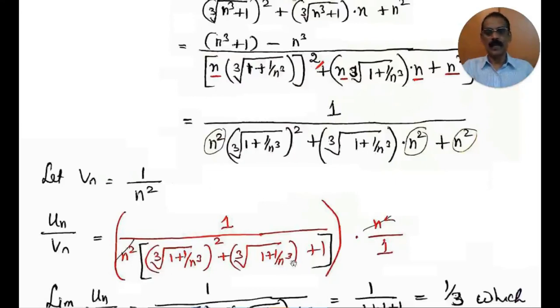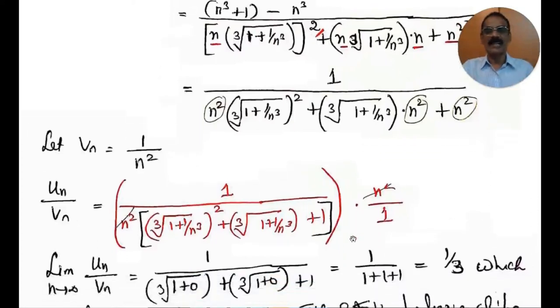This is Un. What is Vn? 1 by n squared. Since Vn is in the denominator, we have to write the reciprocal of Vn. The reciprocal of Vn is n squared by 1. Therefore, this n squared gets cancelled, and hence Un by Vn will be 1 divided by the cubic root of (1 plus 1 by n cubed) whole squared plus the cubic root of 1 plus 1 by n cubed plus 1.